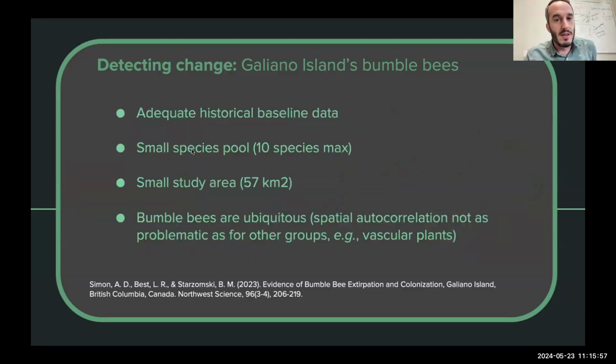So quickly, there are, of course, some limitations to consider here, and I'll come back around to considering some of these in the conclusion. But first, of course, you need to have adequate historical baseline data to take this approach. In our case, we're looking at a relatively small species pool that's just 10 bumblebee species max, historically known to occur. Galiano Island is a relatively small study area. And I was able to show in my research that bumblebees are really ubiquitous in the environment. So they're not as problematic as other groups like vascular plants.